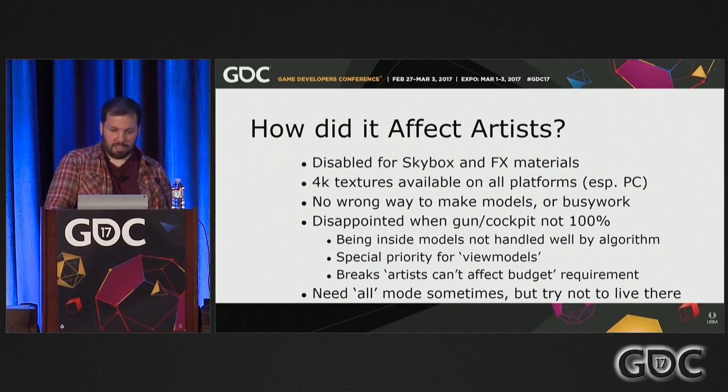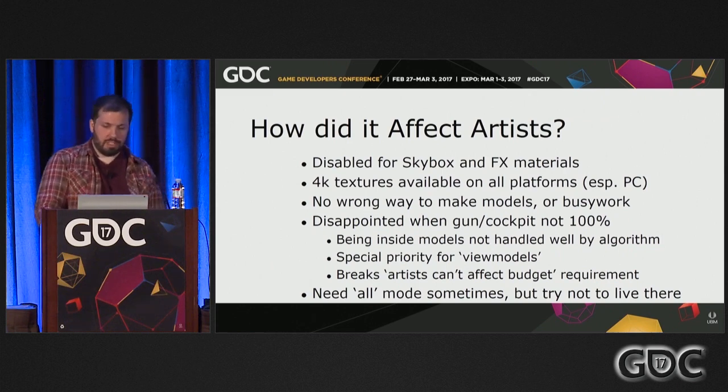So how did this affect artists? Like I said, they disabled it for certain textures, for effects, and for distant level geometry, where it just didn't make sense to stream. They liked that there were 4K textures available on all platforms, so PC people with their amazing displays and GPUs can enjoy their art. There wasn't a wrong way to make models. There wasn't busy work.